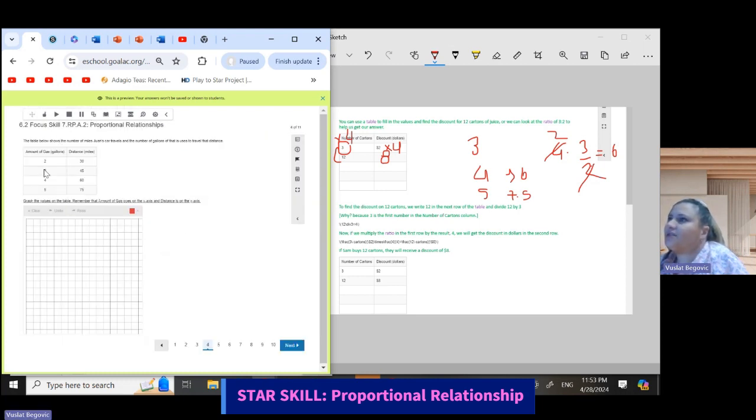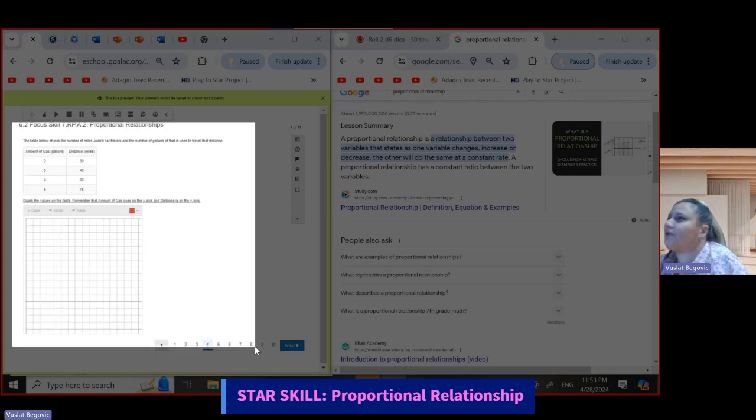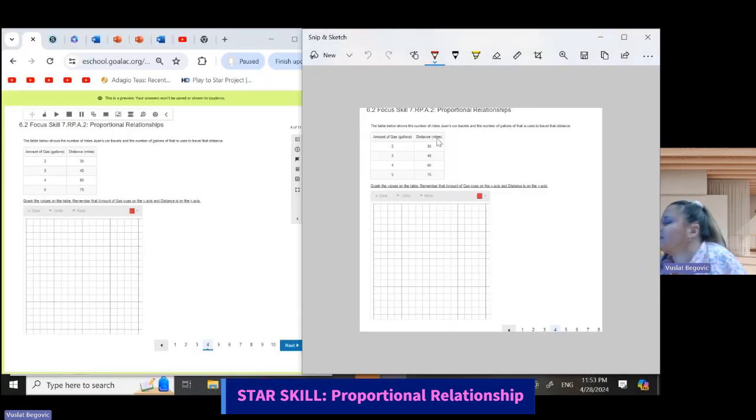This one, they give you a table, and then they want you to make a graph out of it. I am again using my snipping skills, and it says amount of gas and distance, miles. Graph the values on the table. Remember, the amount of gas goes on the x-axis. So that means if this is my x-axis, that means gas.